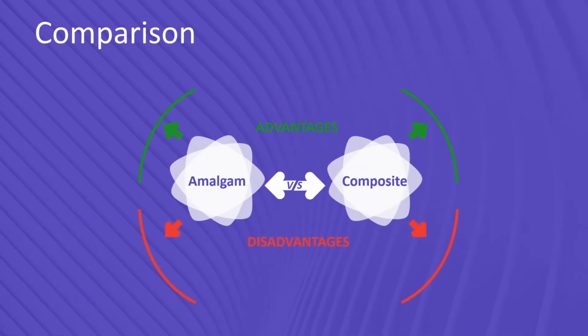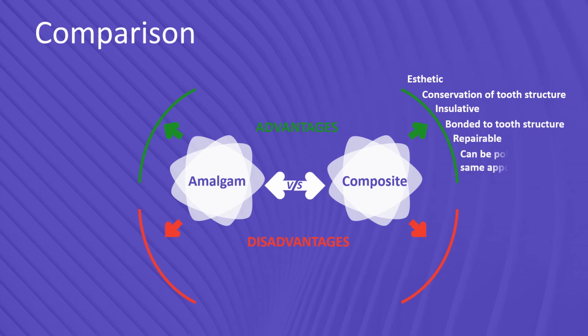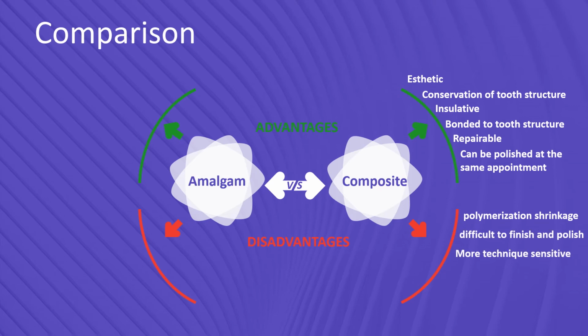Finally, here is a little comparison between composite and amalgam to summarize everything up. First thing, composite and some of its advantages: aesthetics, conservation of tooth structure, insulative, bonded to tooth structure. And some of its disadvantages are polymerization shrinkage, difficulties during finishing and polishing, technique sensitive, time consuming, and expensive.